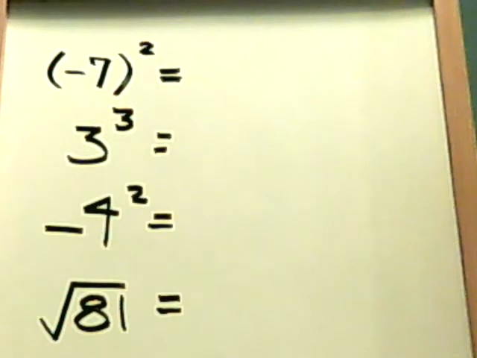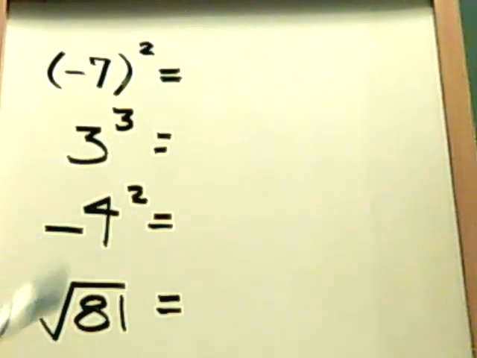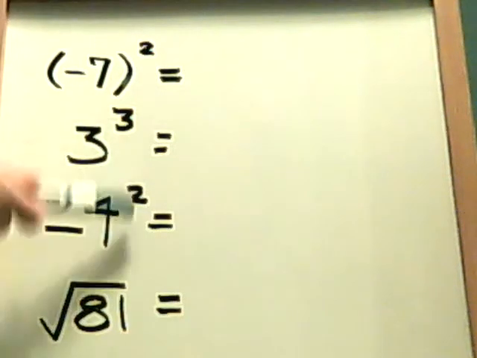In this video, we're talking about powers and exponents. Here we have three different types. Now, the rule is that when you see one and you have a base, these are the bases: -7, 3, -4, and the exponents are 2, 3, and 2.